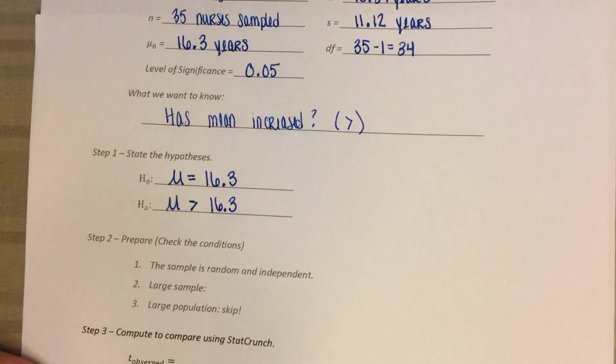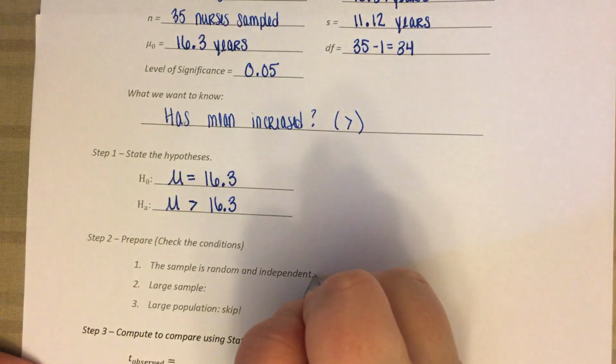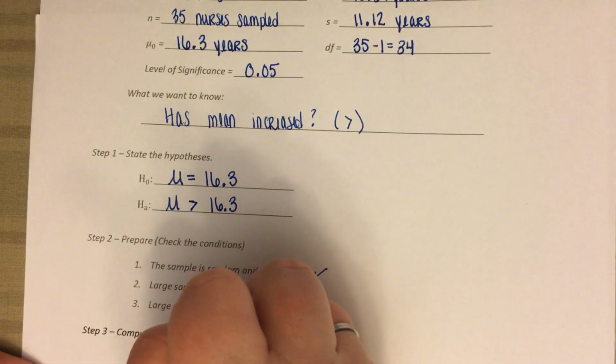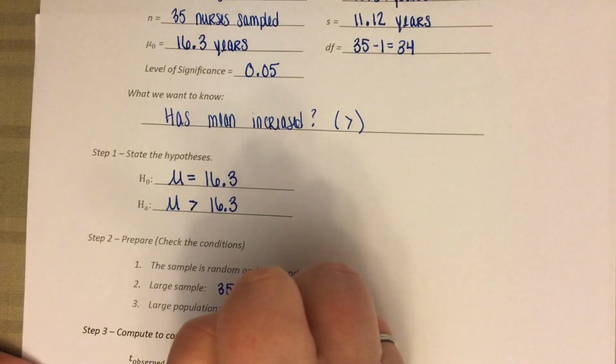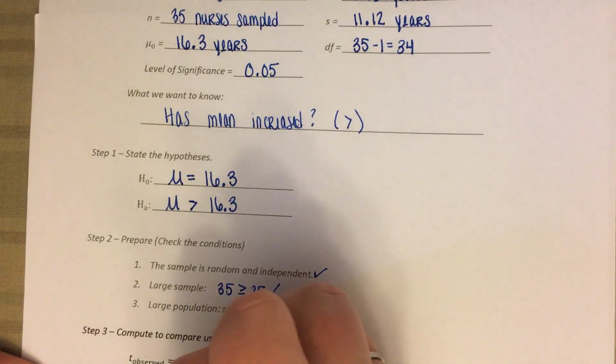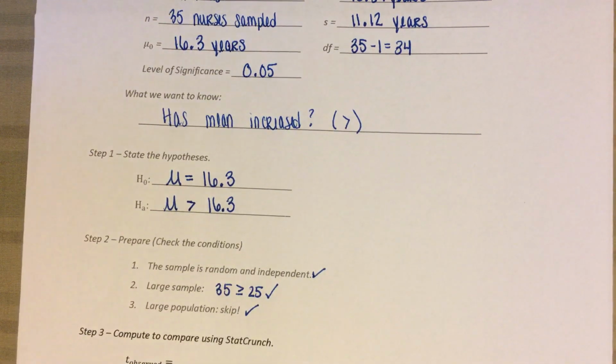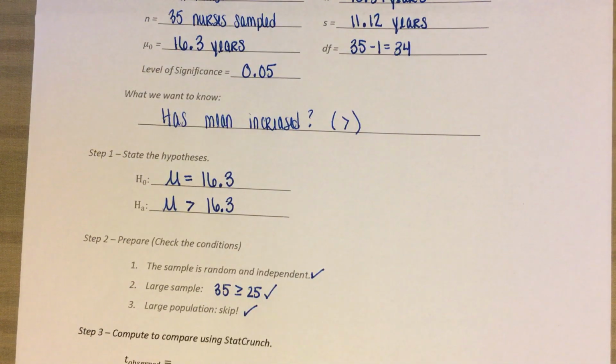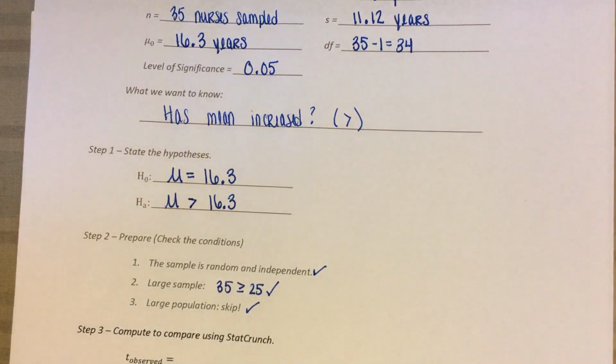To check our conditions, our sample is random and independent. Yes. Our sample size is 35, and 35 is greater than or equal to 25. Yes, that's true. Large population, we're skipping that, so our conditions are done. We're just kind of shortening the process as we get to the end of the semester. Again, there's a couple of questions in previous sections where you might have to specifically check the conditions. So if you are asked to in the homework on my stat lab, make sure you do so. Otherwise, a quick check looking at our sample size is generally what we're looking for.